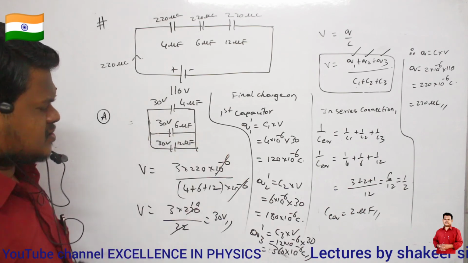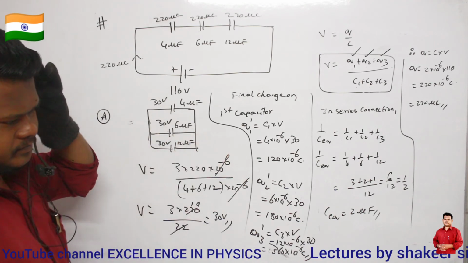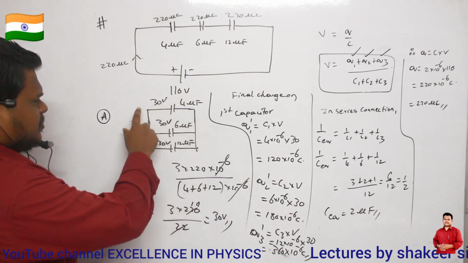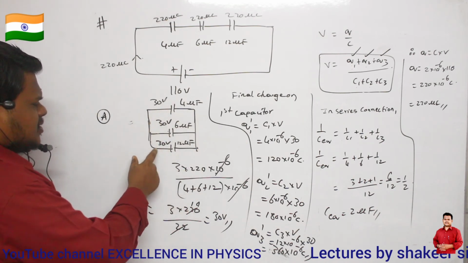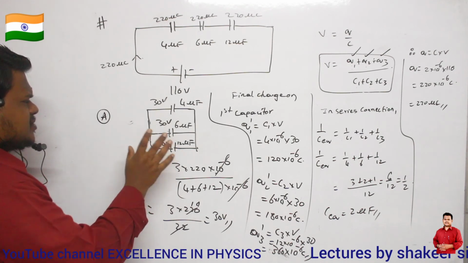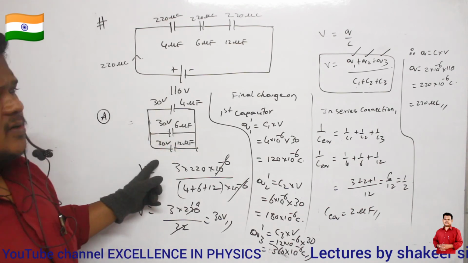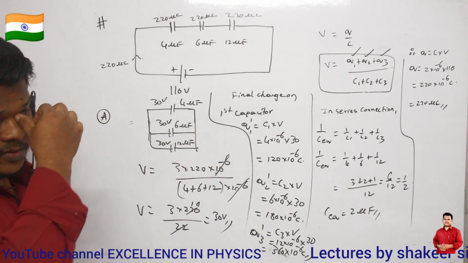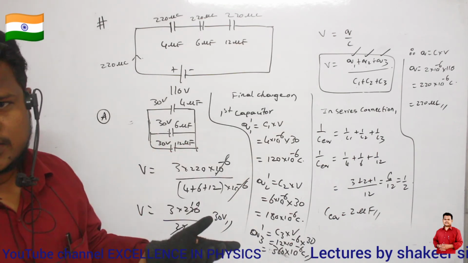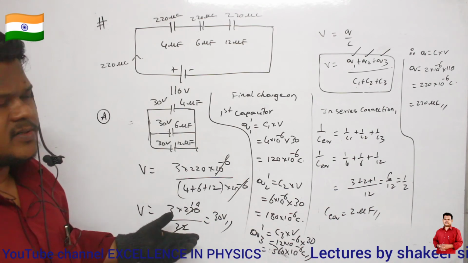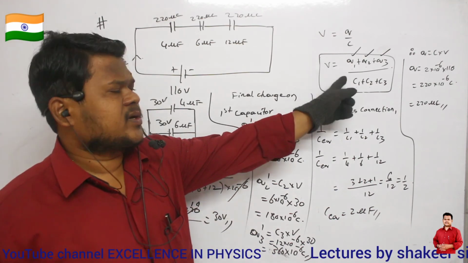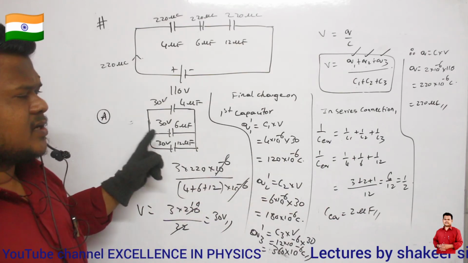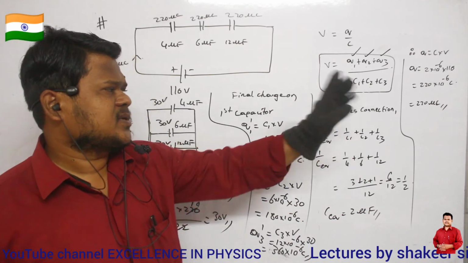So have you understood this question? First of all, parallel connection means every capacitor will be at the same potential. So first we calculated the common potential. Total charges will never get cancelled, so the total charge is Q1, Q2, Q3. Because they are connected in parallel, the equivalent capacitance is C1 plus C2 plus C3.